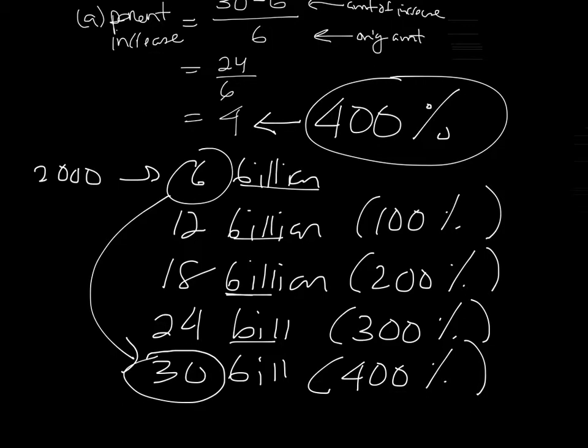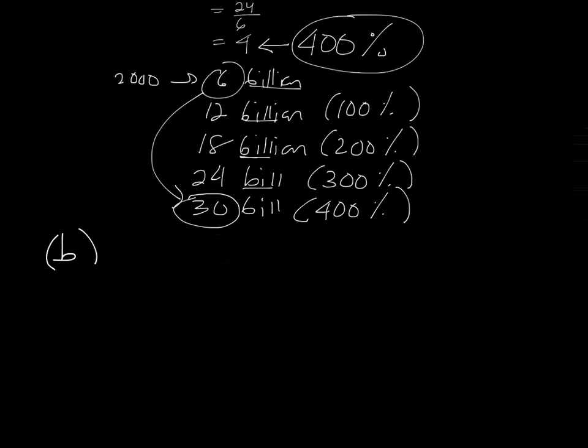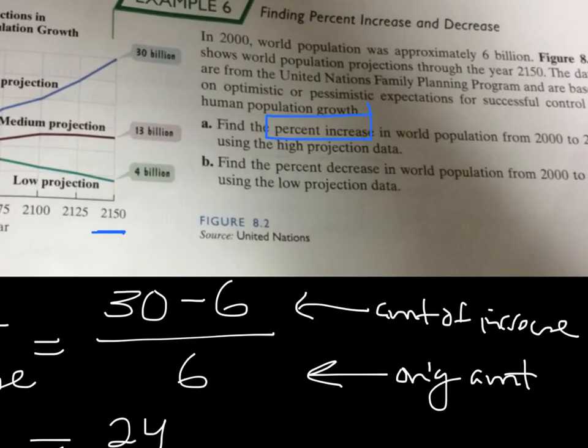And let's go ahead and do part B. And part B is the percent decrease. Okay, very similar. Decrease. Okay, so again, it's the original amount, which is 6, and then the amount of decrease. Now, notice in the problem, let me go ahead and scroll down. Part B is just, let's see, make this green since we're technically going to look at the green line. Percent decrease. It says use the low projection data.